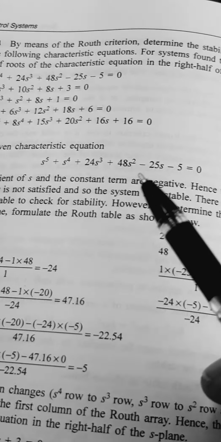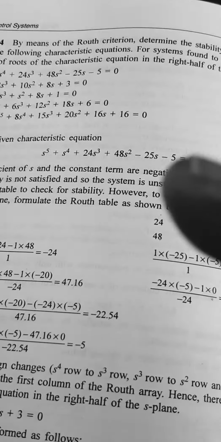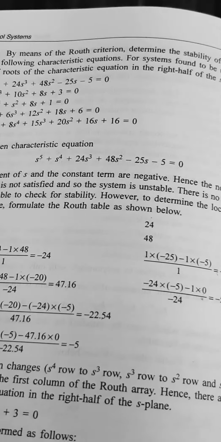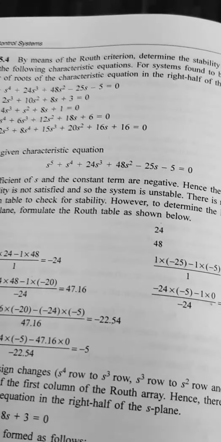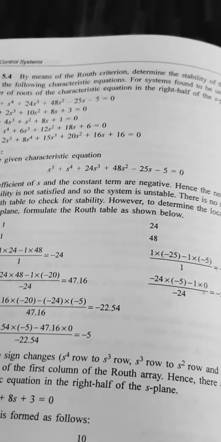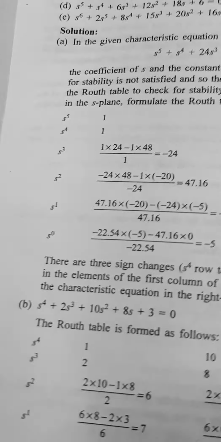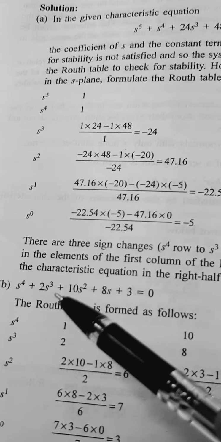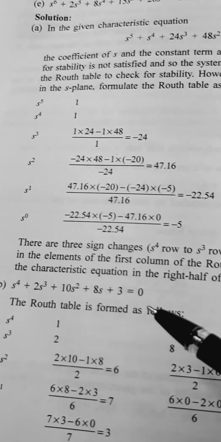But here you are getting one more additional facility, that how many poles are located in the right half of the S-plane, that we can find using this Routh stability criterion. Now we'll see the next problem, that is s raised to 4 plus 2s raised to 3 plus 10s square plus 8s plus 3 is equal to 0.